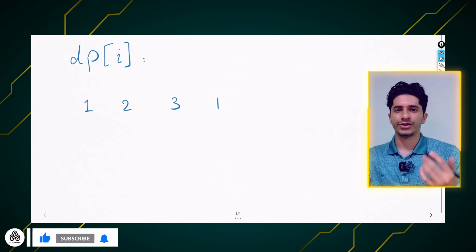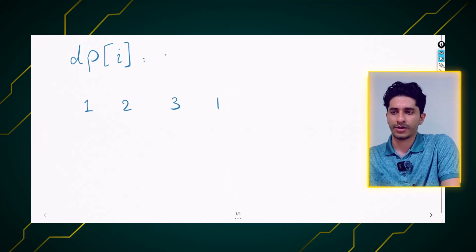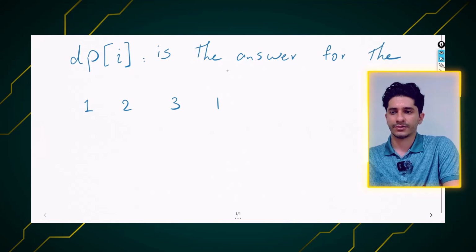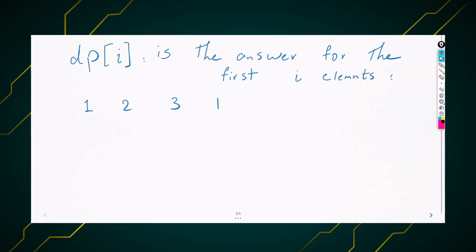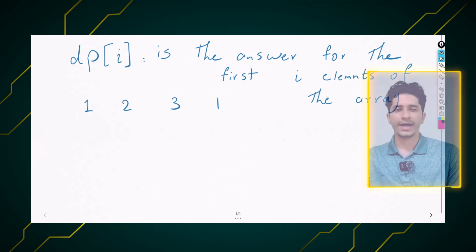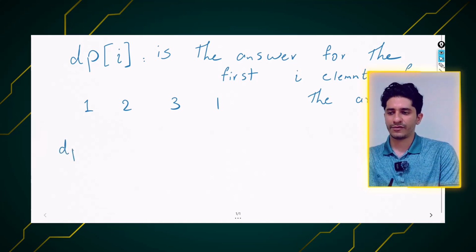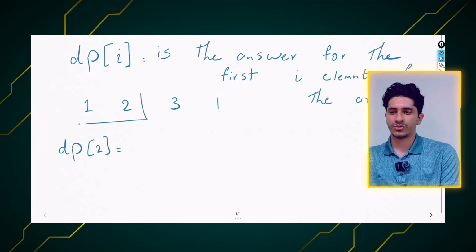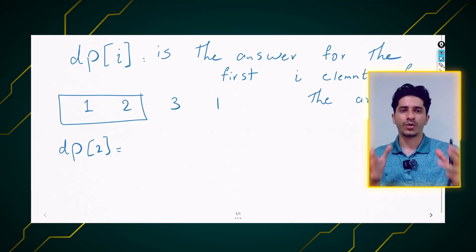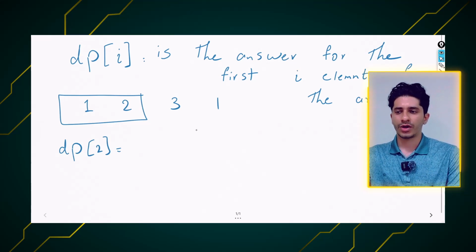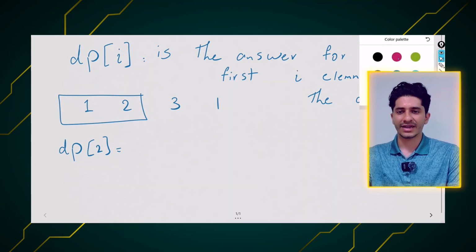Here is the exact definition of our DP or dynamic programming. DP of i is the answer for the first i elements of the array. And what do I mean by that? For example, DP of 2, what does it say? It says that consider we have only the first 2 elements of our array, or only the first 2 houses, and we are going to rob from them, and we want to get the maximum value we can.